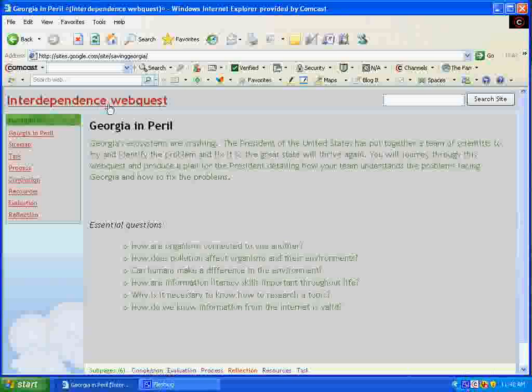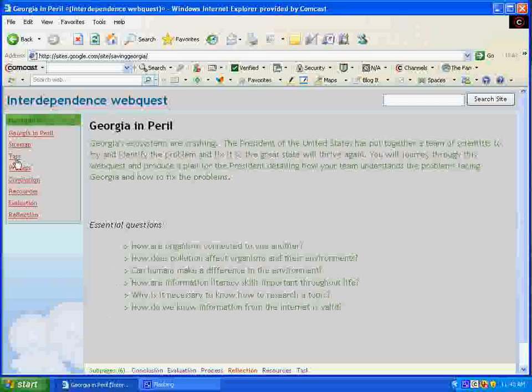We are going to pretend we are scientists, which in our life science class we all are. We are going to split into groups and present PowerPoints at the end of this Webquest to the president, once we have figured out how we are going to save this great state of ours from ecological disaster. These are our essential questions that hopefully we will have answered. You will probably recognize a lot of them from the unit we've done, and now we're going to pull them all together and figure out these problems.